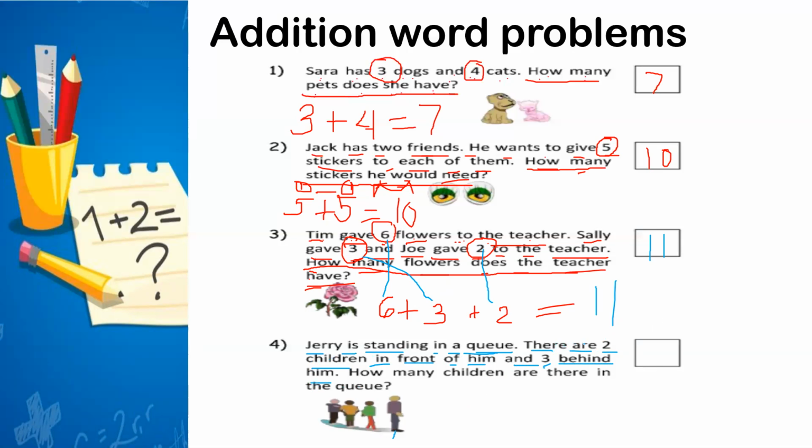Okay, so let's go back. So 2 children in front and 3 children at the back. Got it? So behind meaning at the back. Okay, so 2 children in front of him and 3 children behind him. Now let's read the question. So how many children are there in the queue? Okay. Oh, this is tricky.